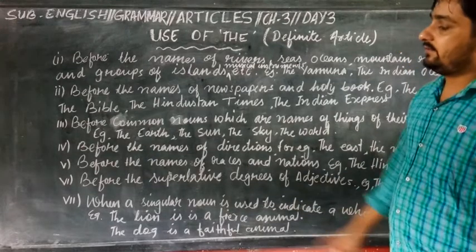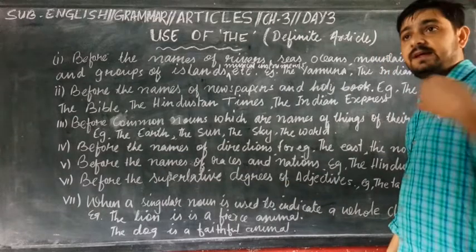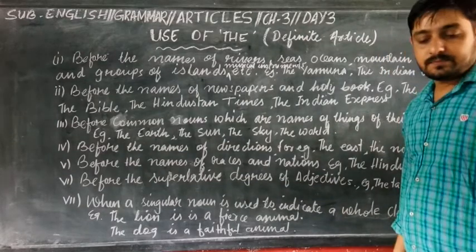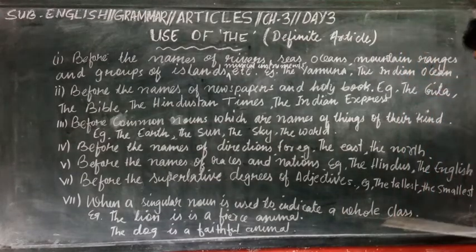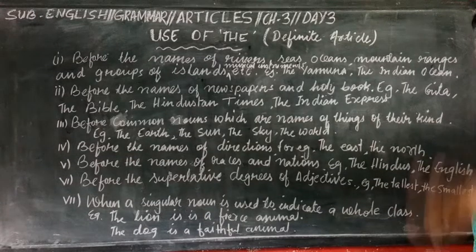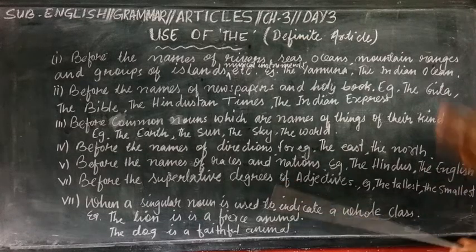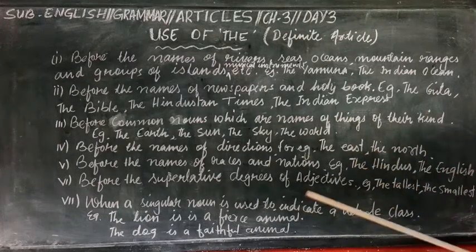Again, point number 5: before the names of races and nations. Before the names of races, like Hindus, like the English. These are the names of races. Hindus, Muslims. You have to write the Muslims, the Hindus, and again nations. The English defeated the France. Again, France is also a nation. So before the name of the nation, you have to use the.